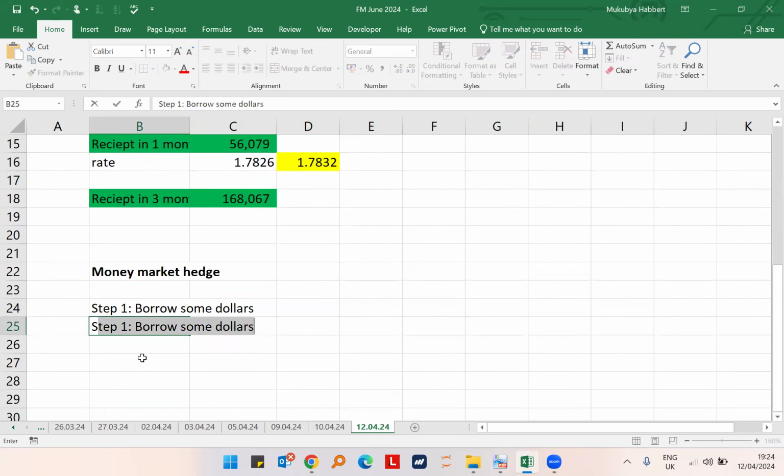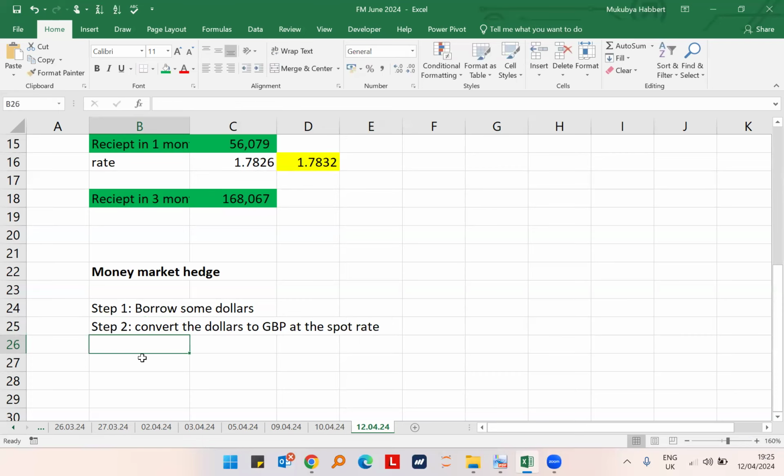Then, as step 2, you convert the dollars to pounds at the spot rate. And finally, for step 3, you deposit the pounds for 3 months. So the idea is you want to convert now because you know the spot rate, but you don't want to use the money now. So that's why we have to convert it and then deposit it for 3 months.